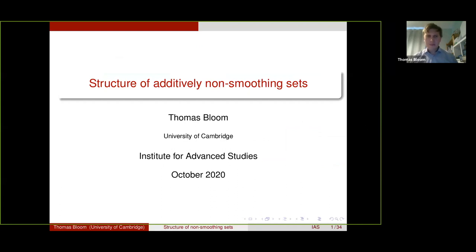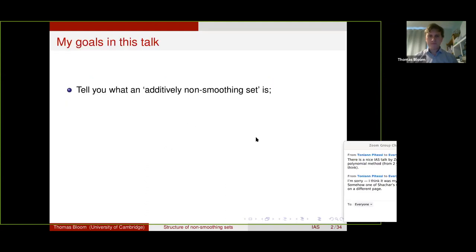I assume this is a subset of the audience of the first talk, but it doesn't actually matter if you're new. I think this is basically completely independent of the application. It's just that it might seem a little unmotivated as to why we care so much about this sort of result without knowing its place in the proof of Roth's theorem. But I'm going to be talking about additively non-smoothing sets, and in particular the structural result that we prove for them.